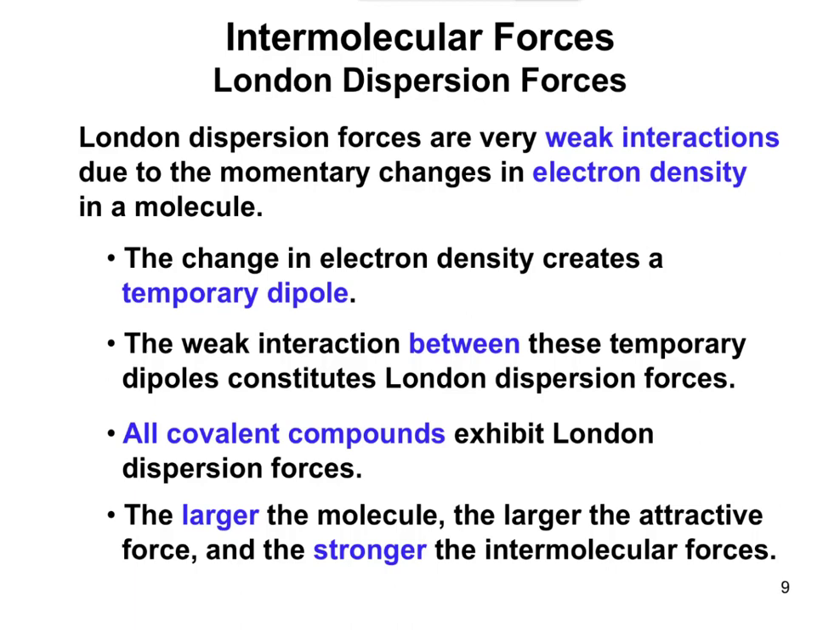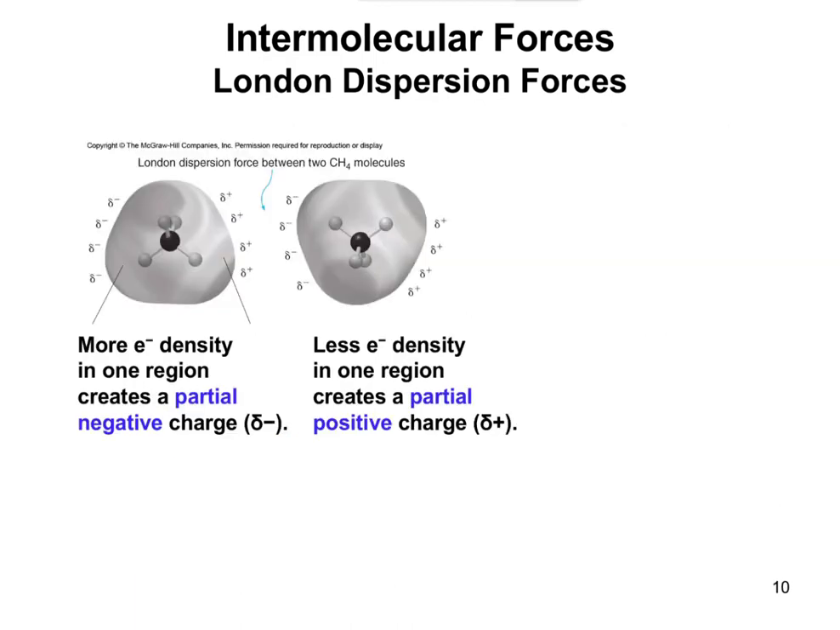What happens in London forces is you have two molecules like that. These are both CH4 molecules, so you have carbon in the middle and then hydrogen surrounding it. If you look over here, this says partial negative on this side, and then it has partial positive over here. This one has partial negative. This one has a whole bunch of partial positives. So those partial negatives and partial positives come up.